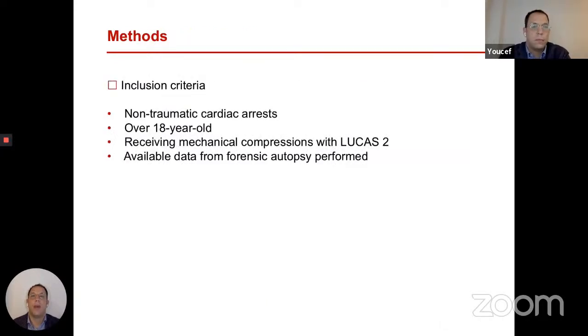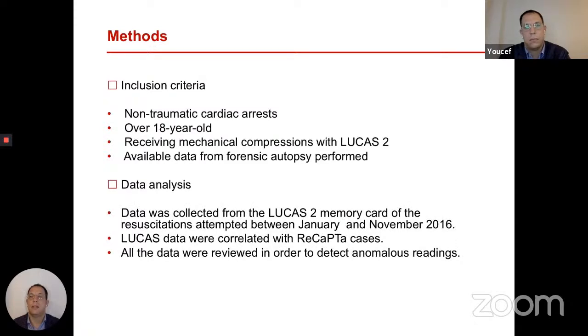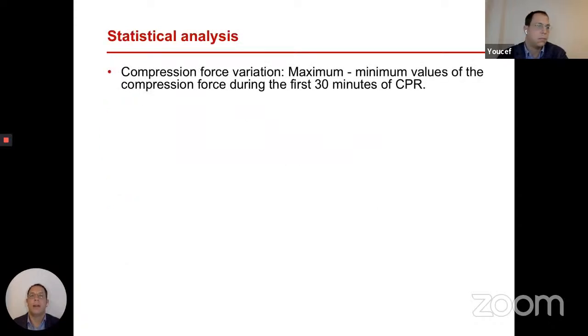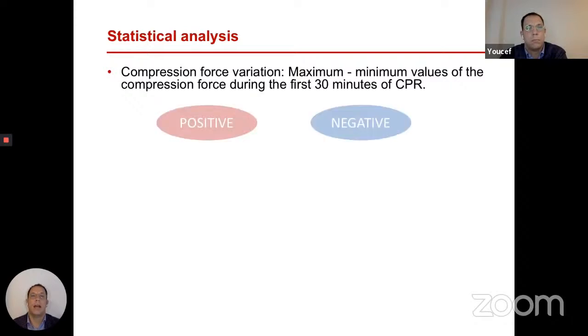The inclusion criteria were non-traumatic cardiac arrests, over 18 years old, receiving mechanical compressions with Lucas II, with available data from forensic autopsy performed. Regarding the data analysis, data was collected from the Lucas II memory card of the resuscitations attempted between January and November 2016. Regarding the statistical analysis, the compression force variation was calculated as the difference between the maximum and the minimum force values during the first 30 minutes of CPR.